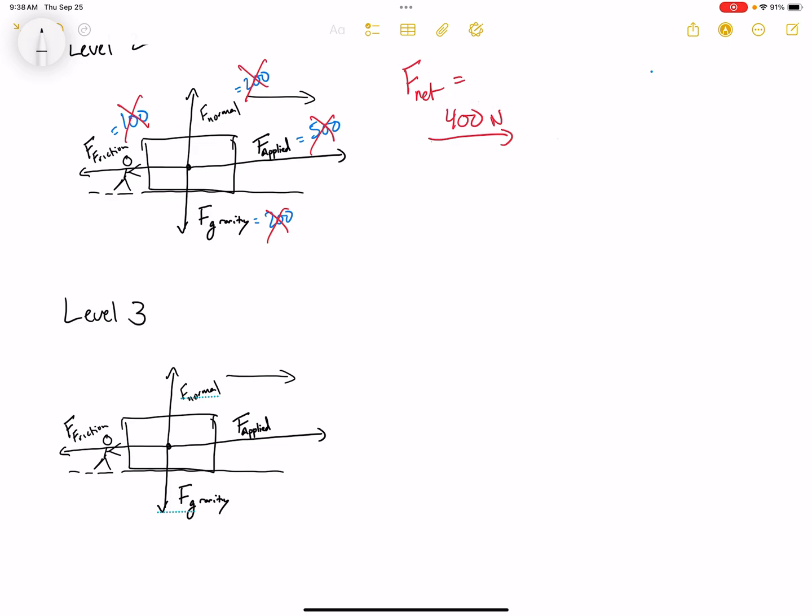Level 3. We did our evaluation up here in level 2, and we found that we had a net force of 400 newtons, and we were moving in the rightwards direction. Now, the thing that I need you to know here is that an unbalanced or a net force creates a change in motion.